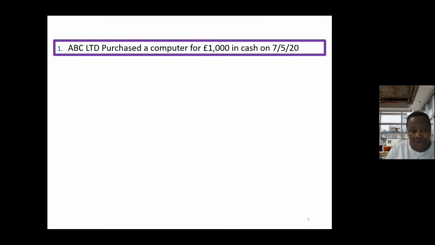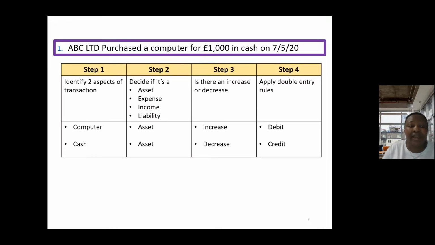What do we mean by that? Let's have a simple example. In this example, ABC Limited purchased a computer for £1,000 in cash. We said that the first step is for us to identify the 2 aspects of the transaction. The 2 aspects of the transaction that we see here are that there was a purchase of a computer. So ABC Limited purchased a computer, and now ABC Limited has a computer. But in order to get this computer, ABC Limited had to give out £1,000 in cash.